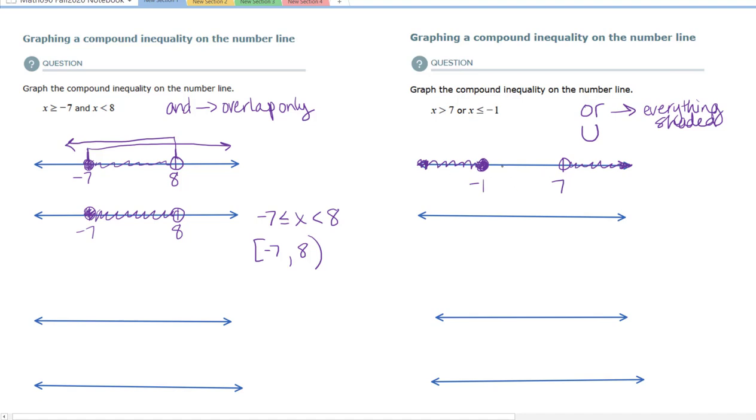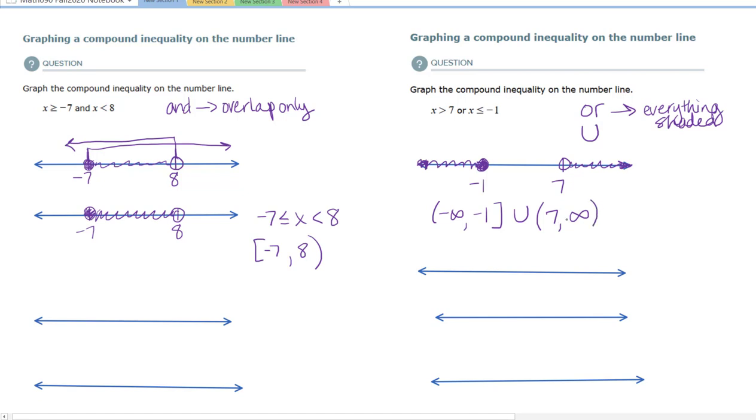So for this one, this is the graph, because there's no way to simplify this or combine it in any way. But just for your information for later topics, I'm going to go ahead and write, okay, here, let me move this thing down a little out of the way. So the interval would be from negative infinity up to negative 1 with a bracket, and then union parentheses 7 to infinity with a parentheses.